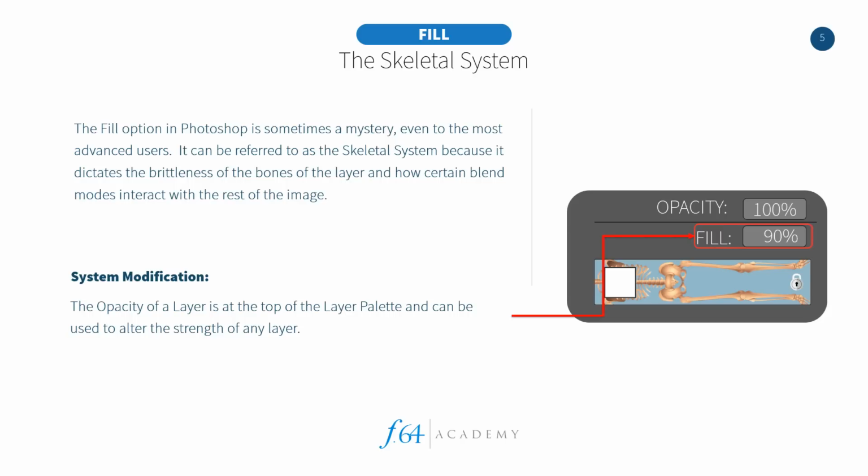The second system is the skeletal system, which I equate to fill, because fill is just like the skeletal system or the bones in our body. It dictates the brittleness of that layer, or in some cases, how the blend modes that are on that layer are going to interact with the image. So if you reduce the fill, you start to take away the bones from the body and the body would just fall to the ground. You take away the fill and you'll see in our demonstration that we're going to do how certain things are left behind and the whole image doesn't go away. And that's why the skeletal system and fill are very much the same.